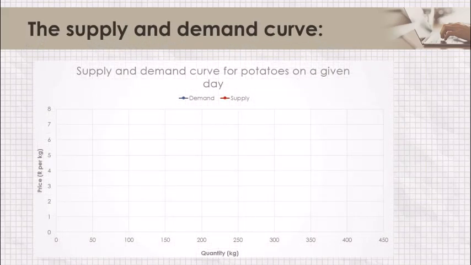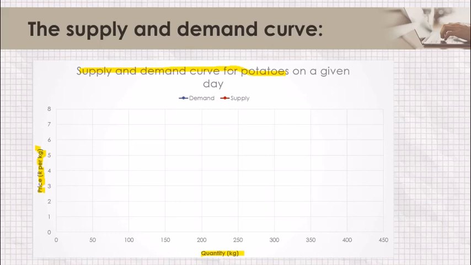And then lastly, there's a curve for supply and demand. So we put the two together and we give it a title. You say the supply and demand curve for what? For potatoes on a given day. Quantity is still at the bottom. Price, look here, I said Rand per kilogram because now it's the price per kilogram, is still on the side.